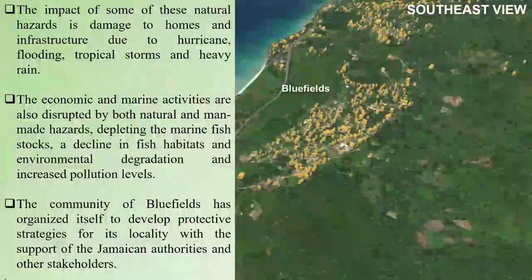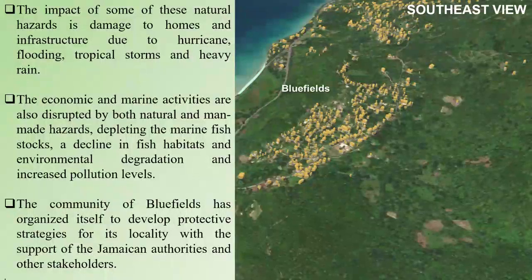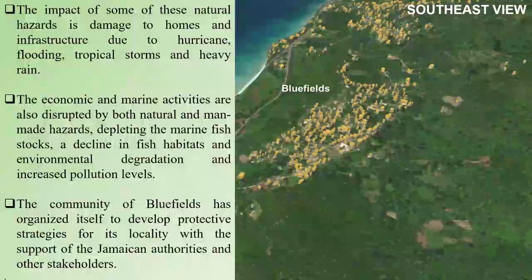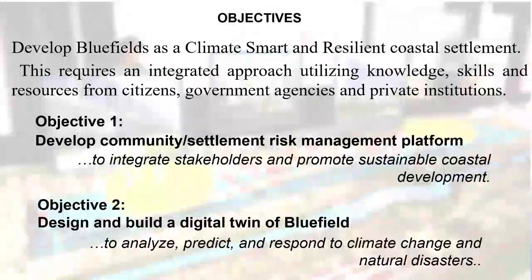The community of Bluefields has organized itself to develop protective strategies for its locality with the support of the Jamaican authorities and other stakeholders. As a matter of fact, it has won the best community practice award in Jamaica. So the objective of this project is to develop Bluefields as a climate smart and resilient coastal settlement. And this requires an integrated approach utilizing knowledge, skills, and resources from citizens, government agencies, and private institutions.